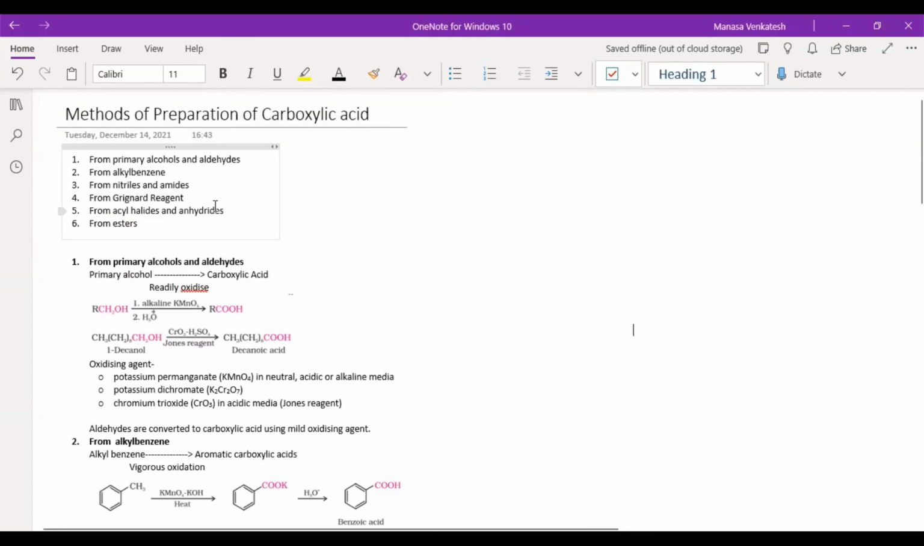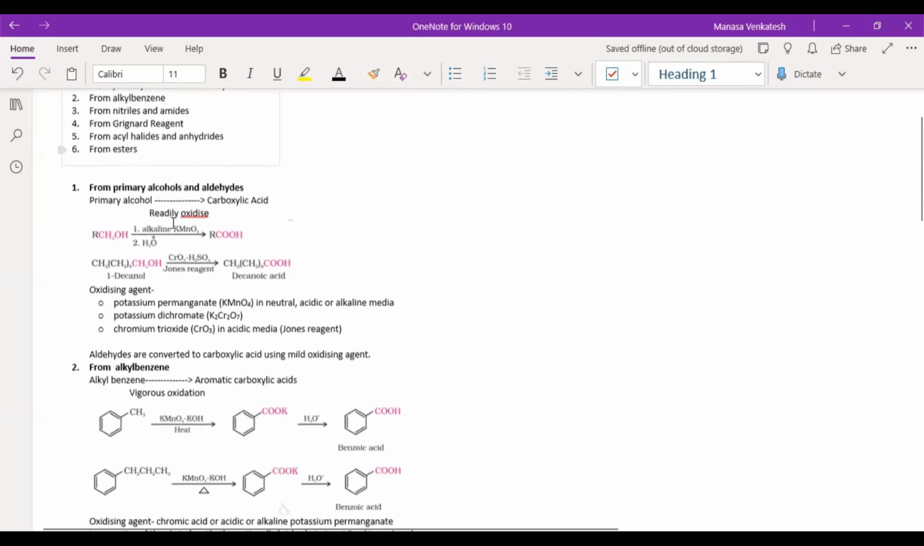Methods of preparation of carboxylic acids. So there are 6 methods that we're going to be learning: from primary alcohols and aldehydes, from alkyl benzenes, from nitriles and amides, from Grignard reagent, from acyl halides and anhydrides, and from esters. So let's start. First is from primary alcohols and aldehydes.